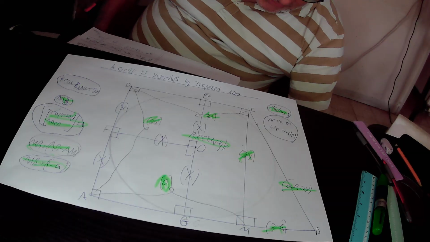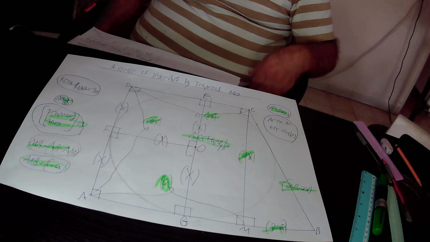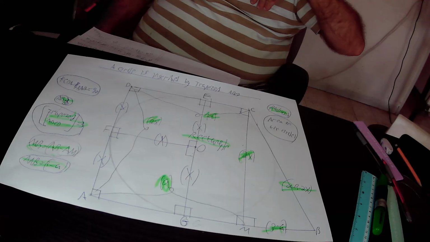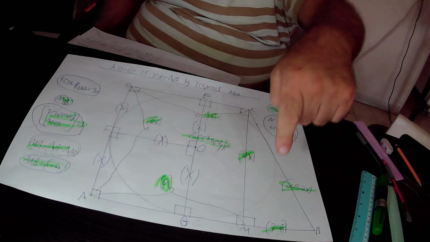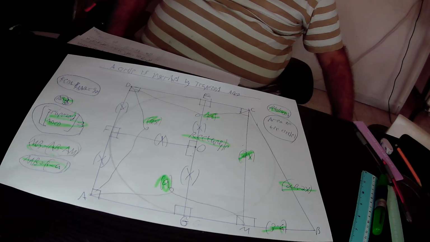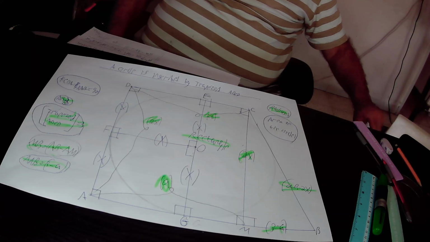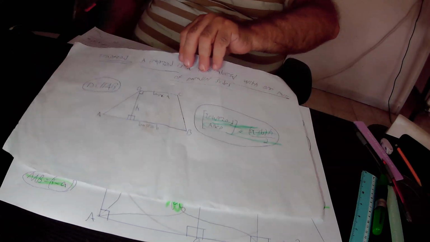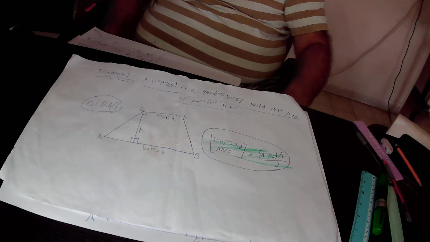In the second question, our task is to find out the area of this circle that is described by this trapezoid ABCD. So first of all, what is a trapezoid? A trapezoid is a quadrangle with one pair of parallel sides.